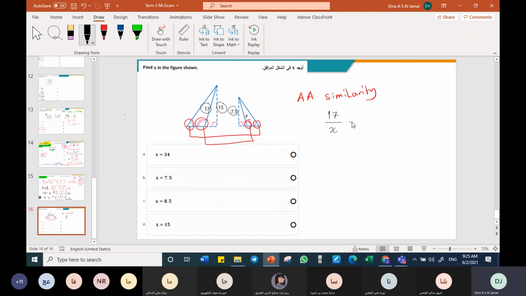17 over x is equal to 15 over 7.5. Get me x and check if your answer is the same or not. Yalla, all of you. Did you get the same answer? The answer is 8.5. So your answer is right. Excellent. That's it. That's the last question in the exam.